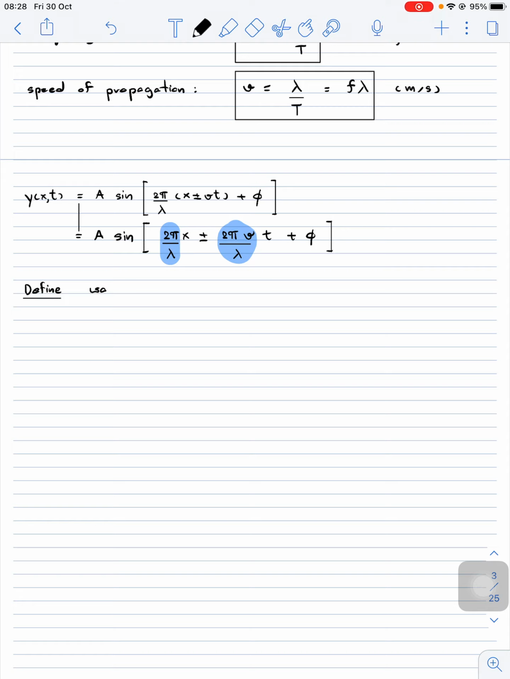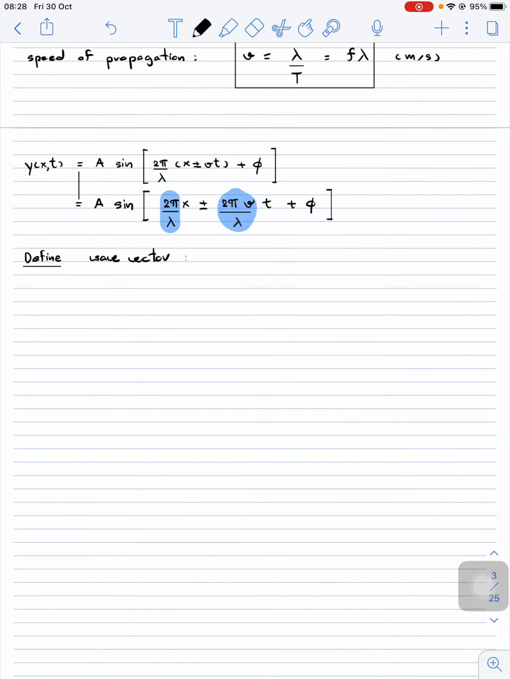Let's define the wave vector. It's called the wave vector. Let's define the wave vector of the wave. The symbol is k, equal to 2 pi over lambda. So you can see that it's going to have units of radians per meter, because the 2 pi has units of radians and lambda is in meters. This is the definition of k, the wave vector.